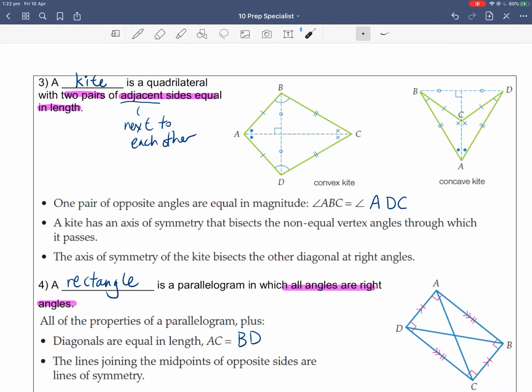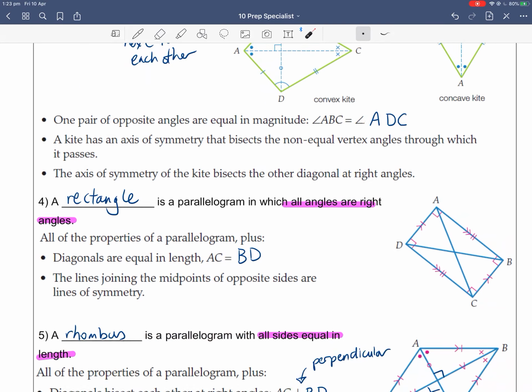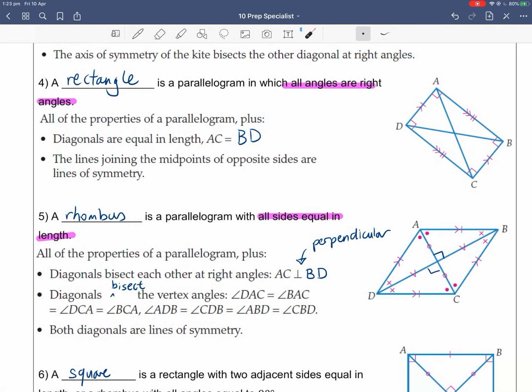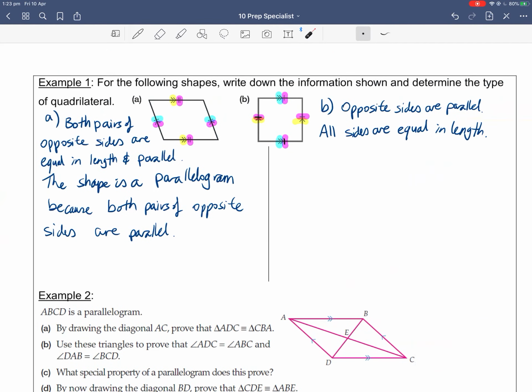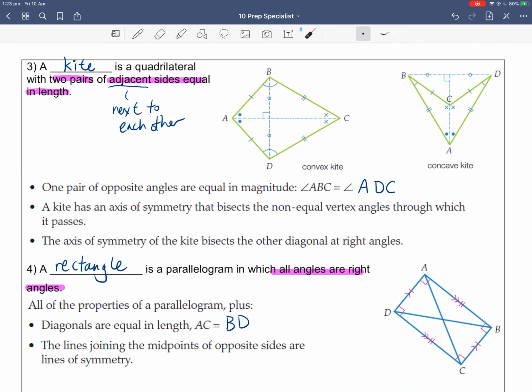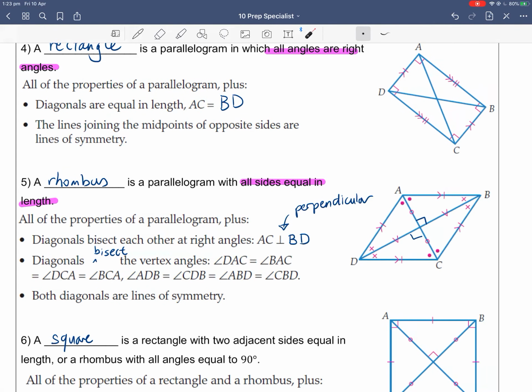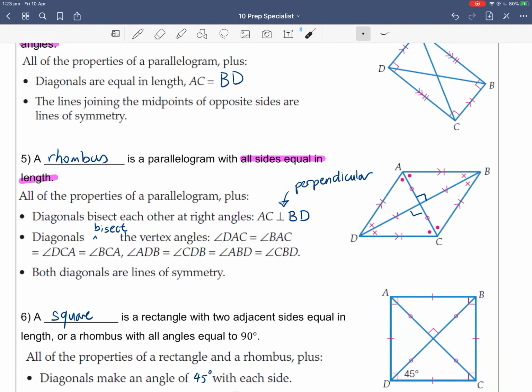Is it a kite? Well, we're not told any information about the angles inside, so we don't have any information about it. Could it be a rectangle? Well, what's so special about a rectangle? It's a parallelogram in which all angles are right angles. Again, in our shape, we're not told any information about the corner angles, so we can't justify that it could be a rectangle. So for now, we'll say it's not a rectangle because we don't have enough information.